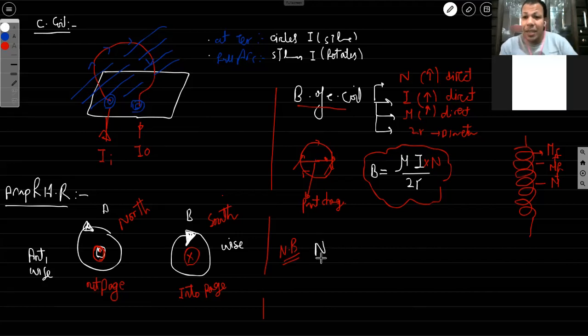This number of turns can be given in more than one way. He can give you the number of turns easily. For example, we have a circular coil of 300 turns, so N is equal to 300. But we have five cases in which you have to calculate the number of turns.